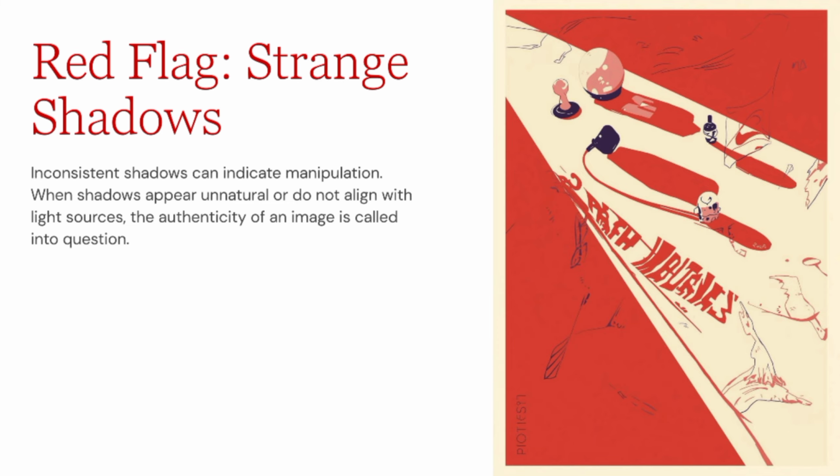Let's start with shadows. In real photographs, shadows usually follow a consistent light source. If shadows look misplaced, unnatural, or point in different directions, it may be a sign that elements were added or edited into the image.